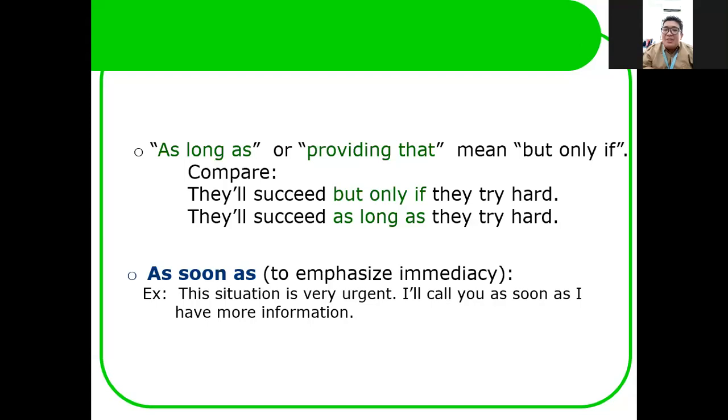Okay, they will succeed as long as they try hard. As soon as, to emphasize immediacy. Okay, I will call you as soon as I have more information. Okay, so as long as or providing that means but only if. Okay, but as soon as, to emphasize immediacy.